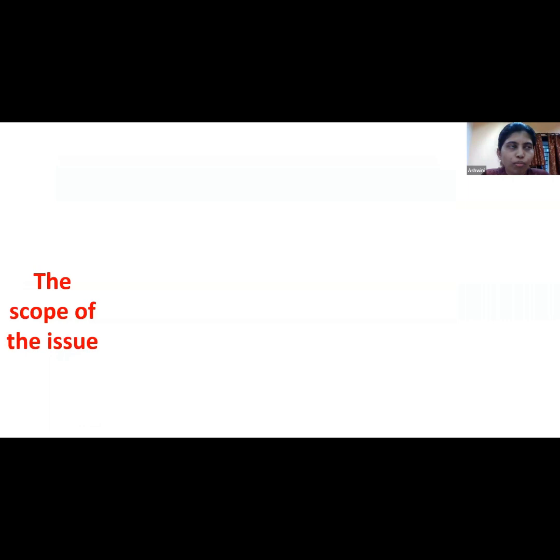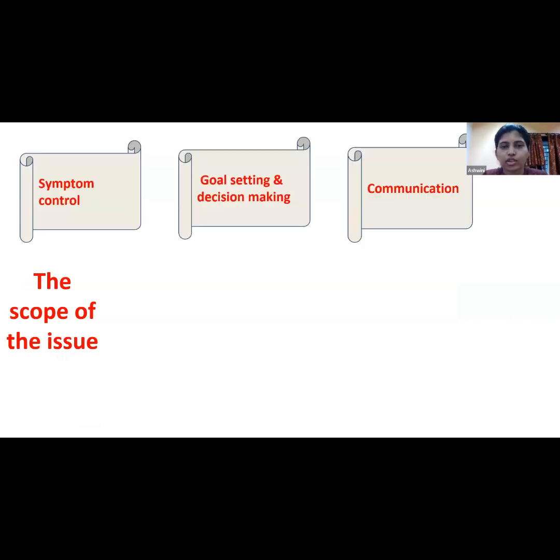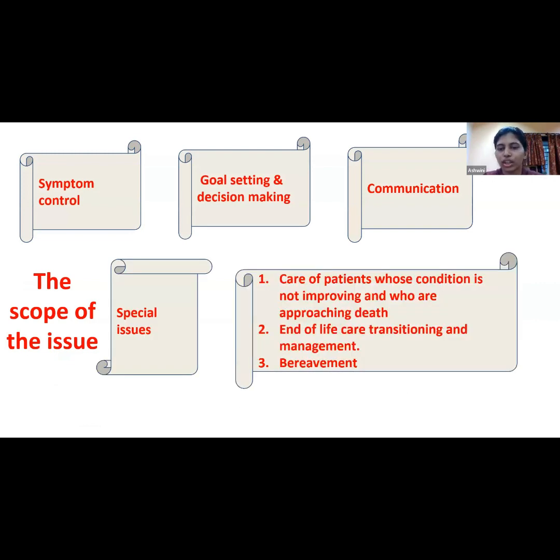So the scope of today's issue is symptom control, goal setting and decision making, communication, and it also involves special issues like care of the patient whose condition is not improving and who is approaching death, end of life care transitioning and management, and bereavement.